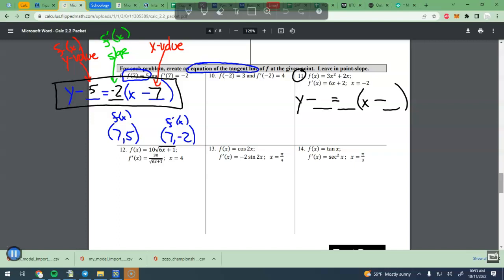Next to the x goes the x value. X value is negative 2, so that'll end up being like a plus 2, but that's where that goes. What goes here is the y value. Do I get the y value by plugging it into f or plugging it into f prime? Plug it into f. So this is going to be f of negative 2, which is 3 times negative 2 squared plus 2 times negative 2, which is 8.